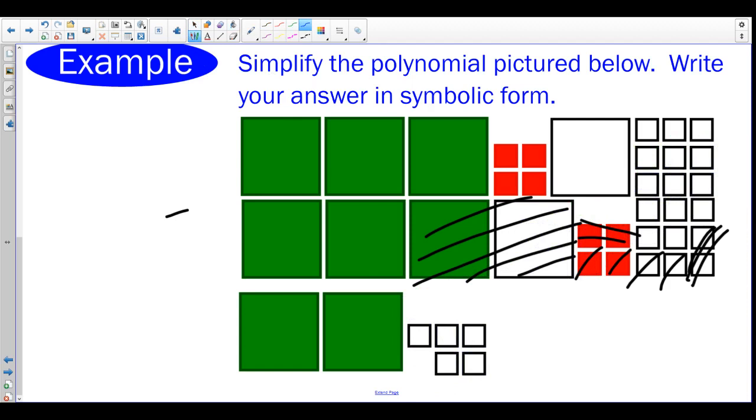Again, I don't really care what letters we use to represent the variable. We used x last time. Let's use y this time. So there's 2y squared. That's for your 2 big green squares. And then we have 5 unshaded little squares. So that's minus 5. That's what that would be when we simplify it into its simplest terms.